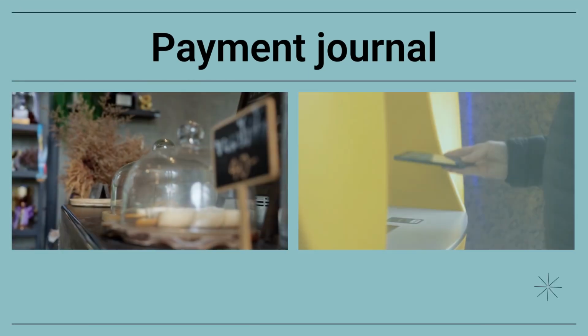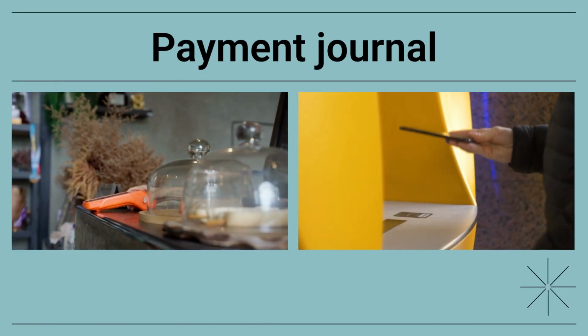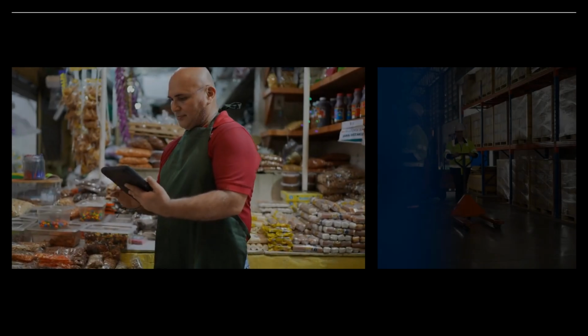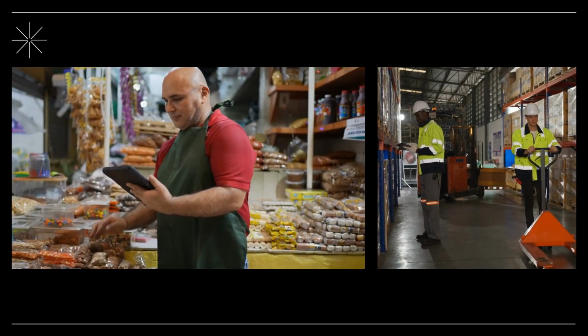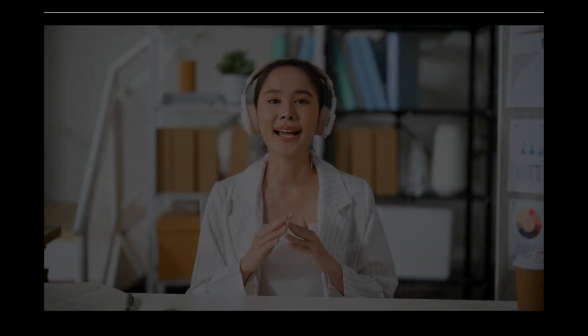The Payment Journal handles vendor payments and bank withdrawals. The Item Journal is used for managing inventory adjustments, transfers, and revaluations. The Recurring Journal automates repetitive postings like rent or depreciation by setting up templates for regular entries. The Fixed Asset Journal records transactions related to fixed assets, such as acquisitions, depreciation, and disposals.